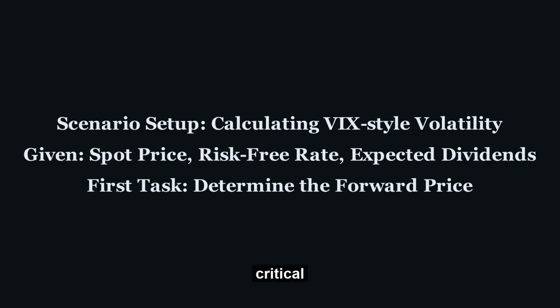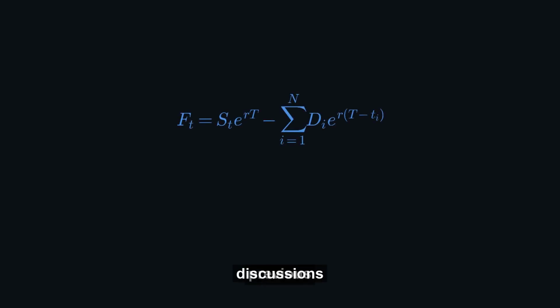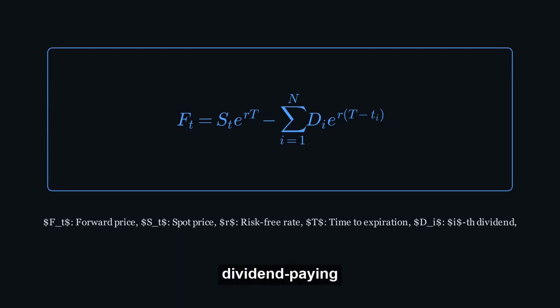Our initial and critical step is to accurately determine the forward price for this asset, as it forms the bedrock for identifying the relevant options contracts. Recall from our previous discussions that the forward price for a dividend-paying asset is not simply the spot price compounded by the risk-free rate. We must account for the present value of all expected dividends that will be paid out before the option's expiration. Each dividend's present value is subtracted from the theoretical forward price of a non-dividend paying asset to arrive at the correct forward price.